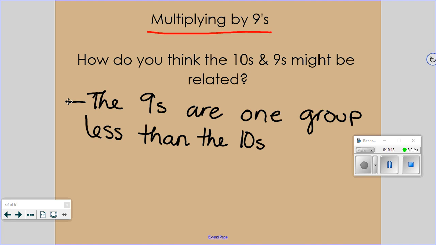What do you think, Grace? Which one's easier? The 10s are probably easier. The 10s are easier for me. So for me, I'm probably going to do my 10s and then take away a group to get to 9s instead of the way that you said, Eliana, just because my 10s are easier for my brain. And I'm all about easy. Love me some easy math. We got that written down? Ready to go?